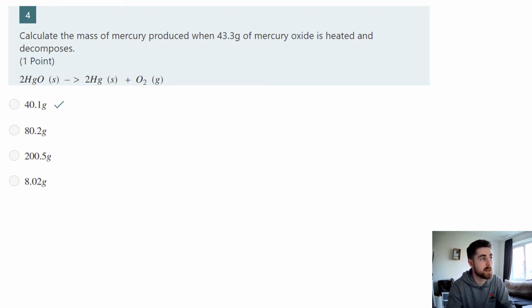Question 4, we're asked to work out the mass of mercury that is produced when we start with 43.3 grams of mercury oxide. So we're starting with mercury oxide and we're asked to calculate the mass of mercury produced in the reaction. So I've ticked the two substances from the balanced equation that we're concerned about. That means that we can ignore the oxygen. And once we've done that, we can show just those two substances as a ratio.